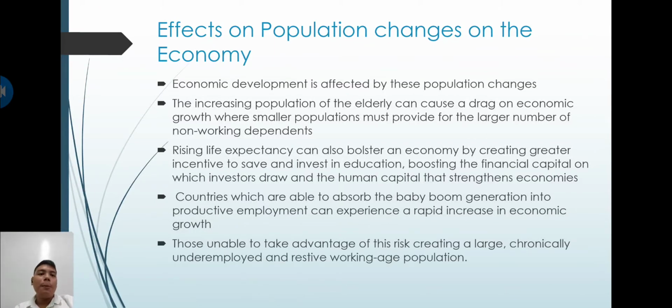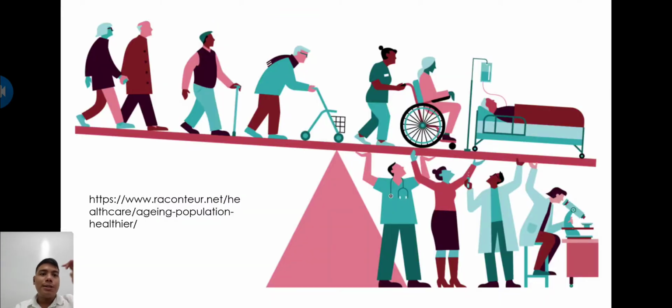However, if they are unable to take advantage, they are at risk of creating a large, chronically underemployed, and restive working age population. That commonly happens in developing countries where there is not that much opportunity for those above 60. We have more opportunities for those below 60 to have employment. So as you can see, a larger aging population can create a drag on economic growth.